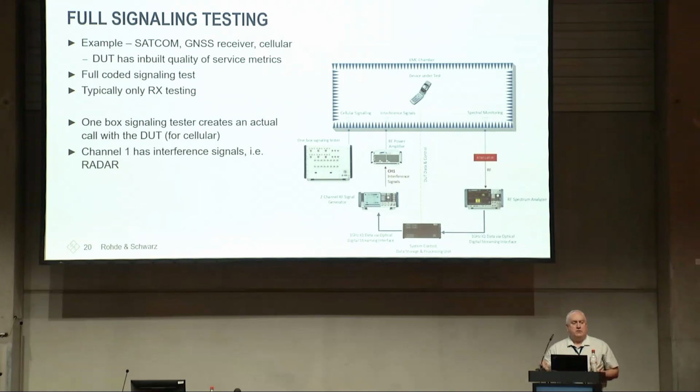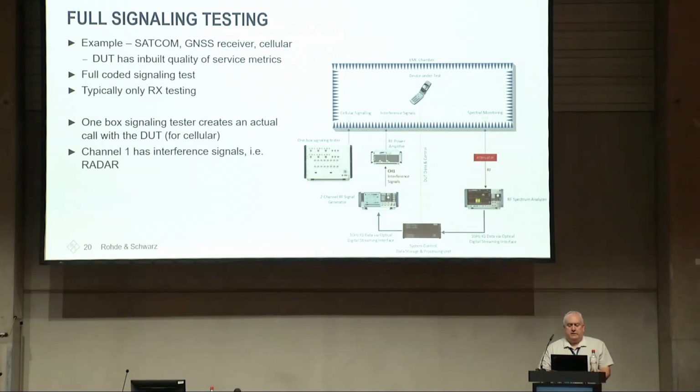What I mean by that is that, for instance, in this case, we have a box on the outside that is doing fully coded signaling. The device under test, in this example a cell phone, thinks it's actually talking to a cellular base station. We can do a full call, we can stream video, we can send text messages, whatever it is.